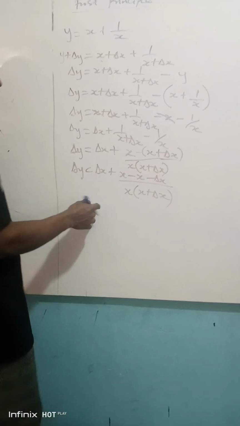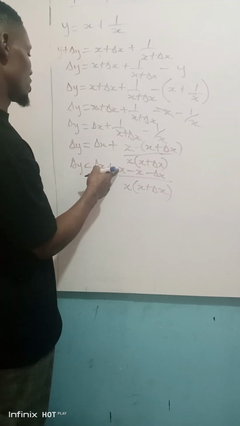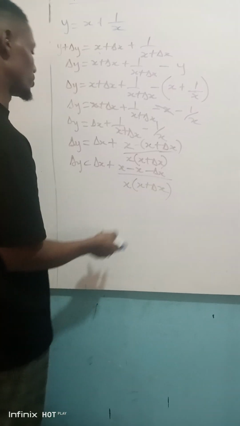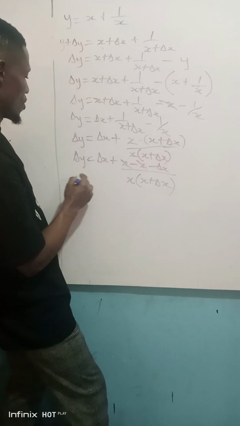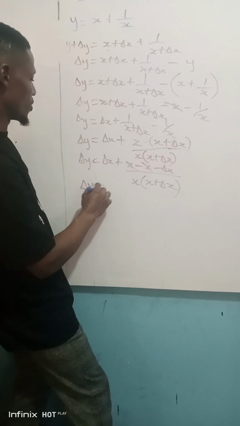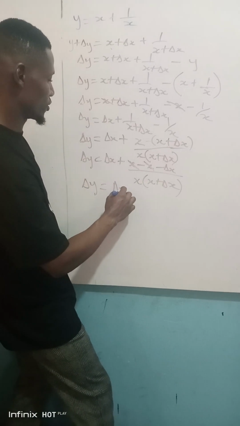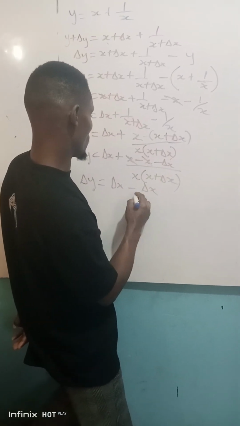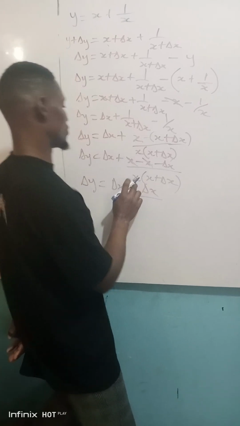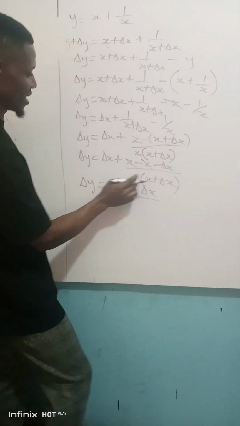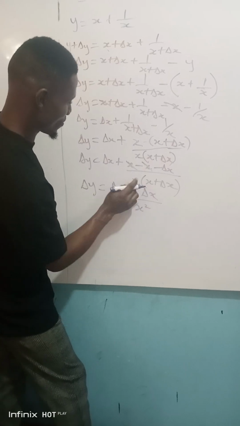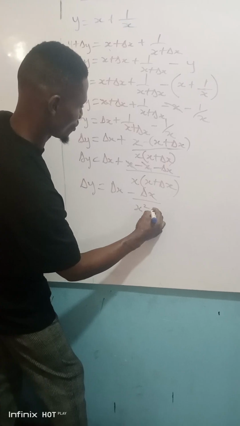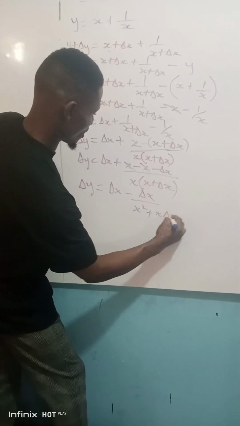So at this point, positive x cancels our negative x. What we now have here is change in y equals change in x minus change in x here, all over. Let us just open the bracket. This times this, x times x will give us x squared. x times change in x will give us plus x change in x.